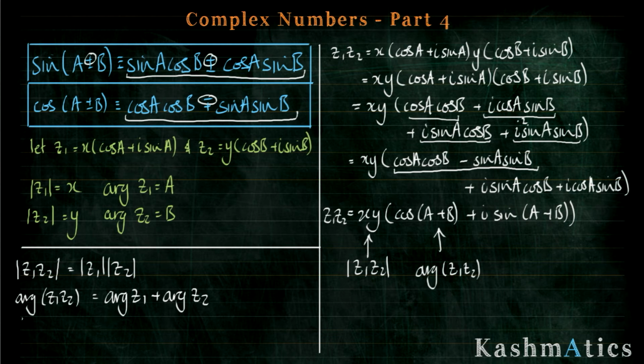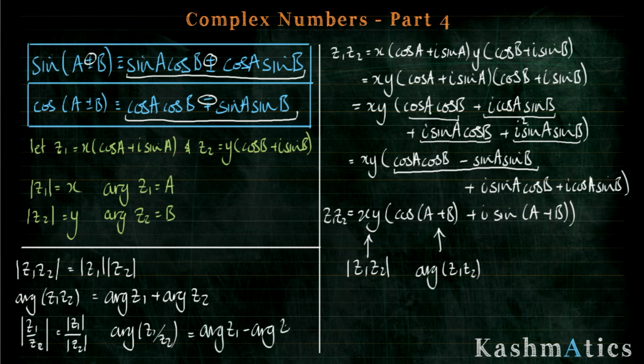And what you get is the modulus of z1 over z2 is equal to the modulus of z1 divided by the modulus of z2, and the argument of z1 over z2 would equal the argument of z1 take away the argument of z2.